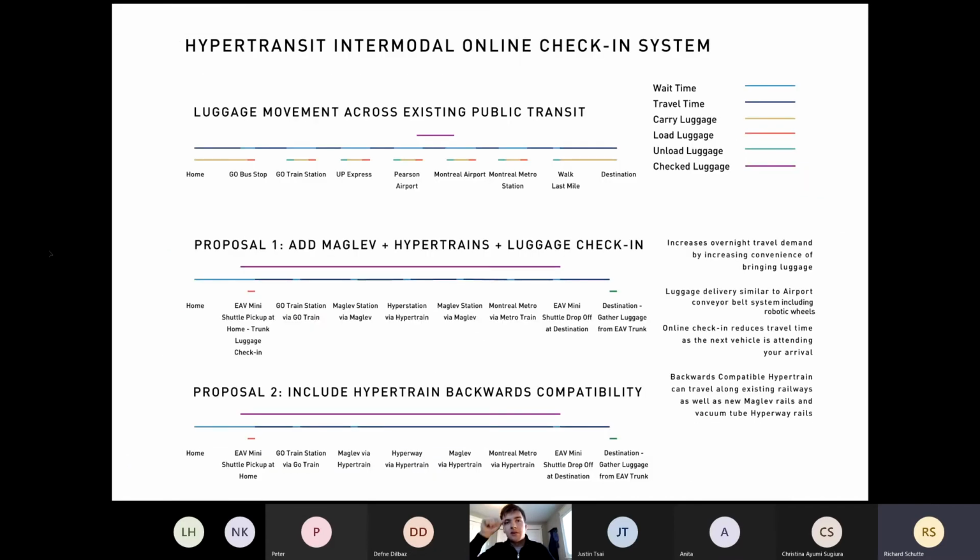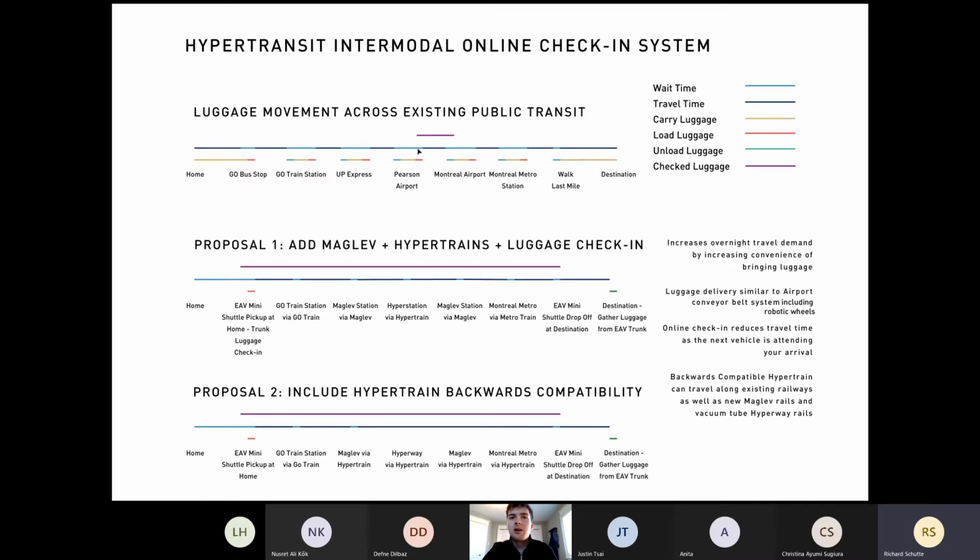So next, this is what I was talking a bit about as well. This is the online check-in system for Intermodal HyperTransit. So again, the idea is that you would start at home. Well, this is the typical trip from Toronto to Montreal. You'd start at home. You might go to the GO bus. You would take the bus to the GO station. You would take the GO all the way up to Union Station, get on the Up Express. You would then be at Pearson Airport. You'd take a flight to the Montreal Airport. You would then go to the metro station, take the metro, and then walk the last mile to your destination.